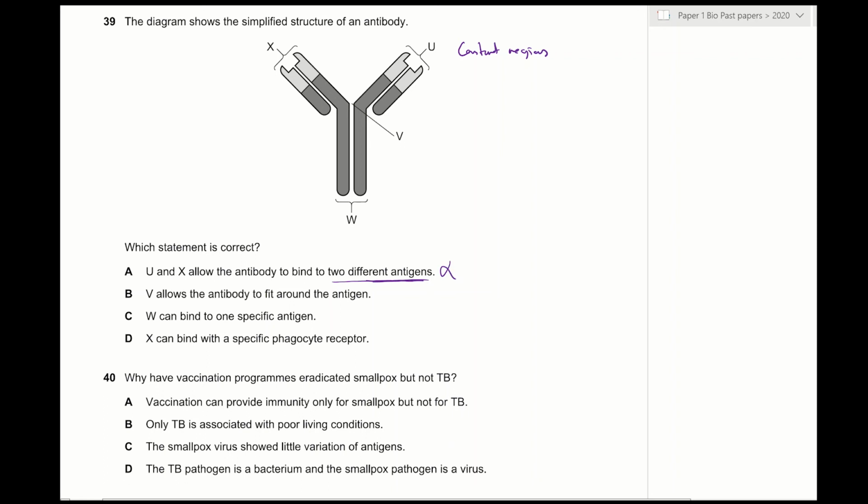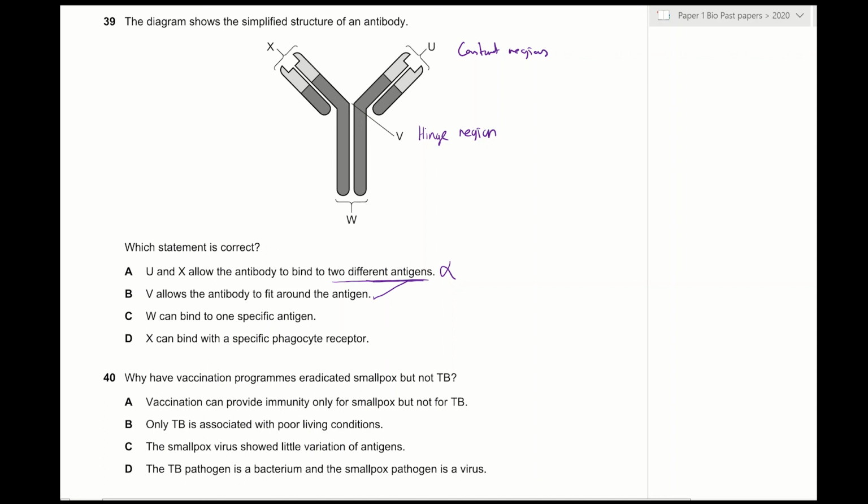B. V allows the antibody to fit around the antigen. V is the hinge region. And the hinge region gives flexibility for the antibody to allow it to fit around the antigen. So this is correct.